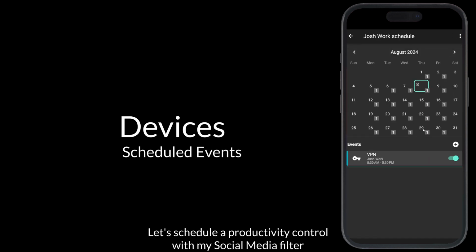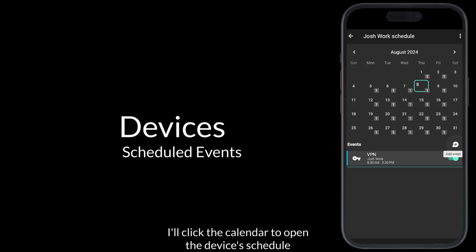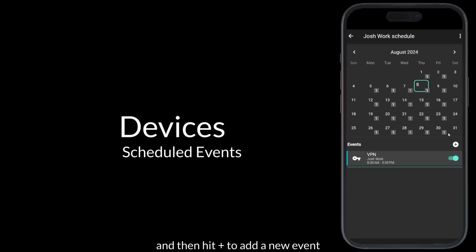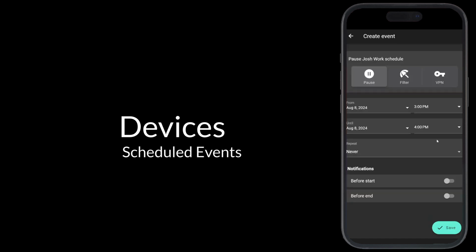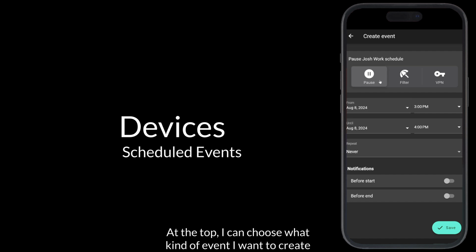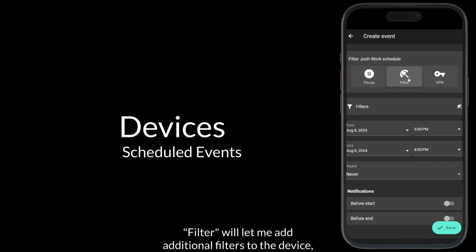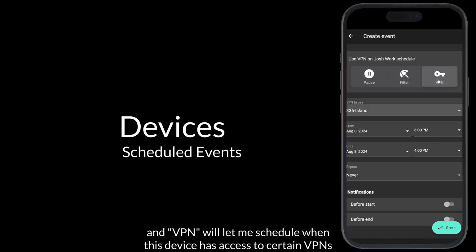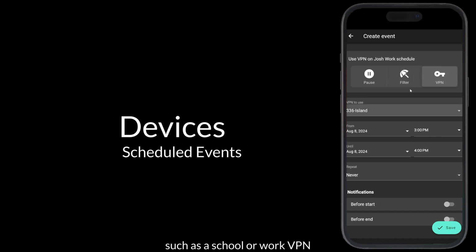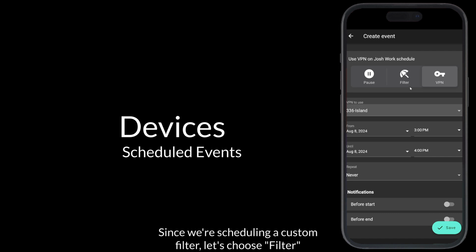Let's schedule a productivity control with my social media filter. I'll click the calendar to open the device's schedule, and then hit the plus to add a new event. At the top, I can choose what kind of event I want to create. Pause will let me shut off all network access to this device for the duration of the event. Filter will let me add additional filters to the device, and VPN will let me schedule when this device has access to certain VPNs, such as a school or work VPN. Since we're scheduling a custom filter, let's choose Filter.